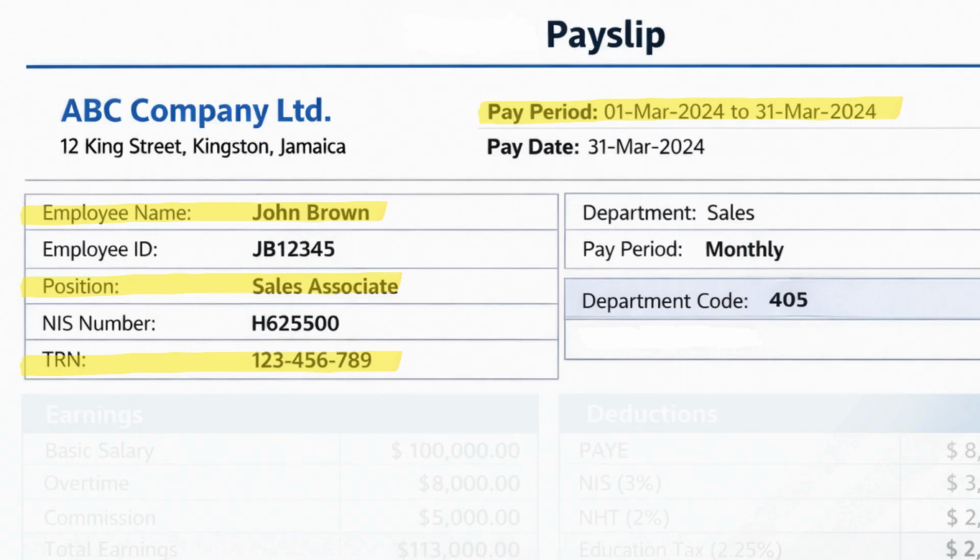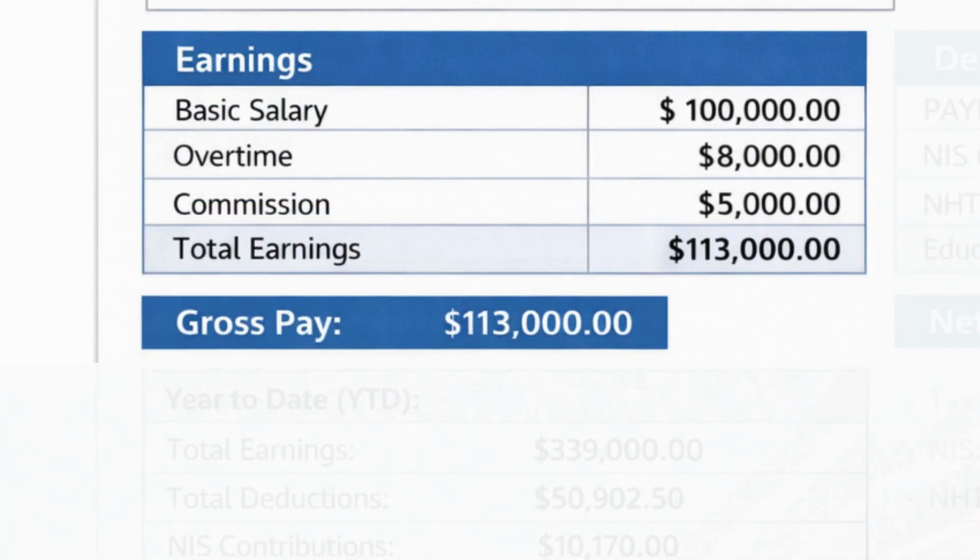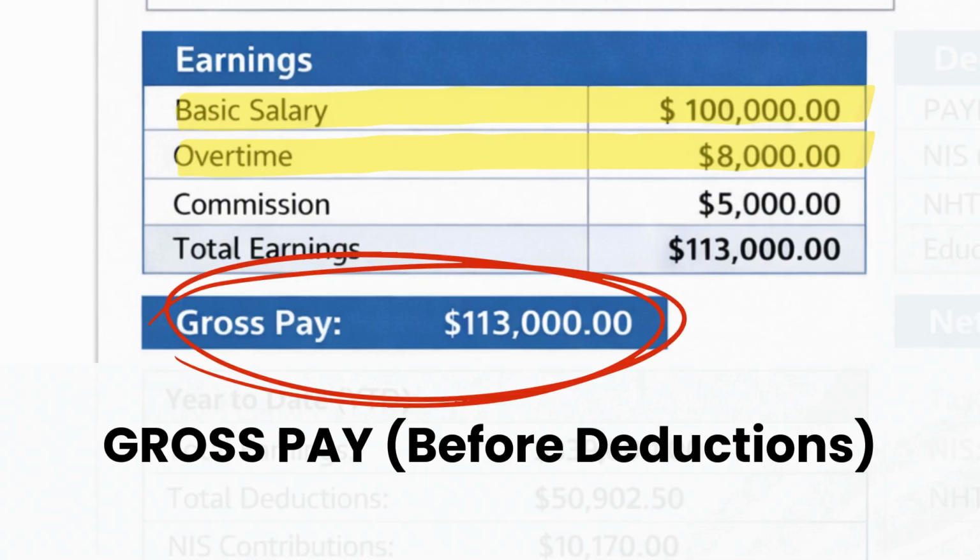Second section, earnings details. This is where your salary or wages are listed. It may include your basic pay, overtime, and allowances like transportation or meals. This is your gross pay before any deductions.